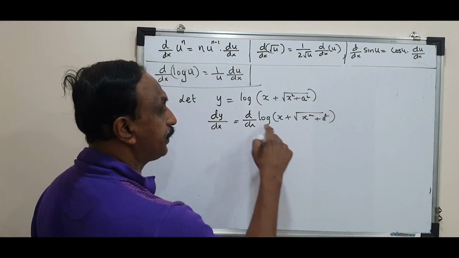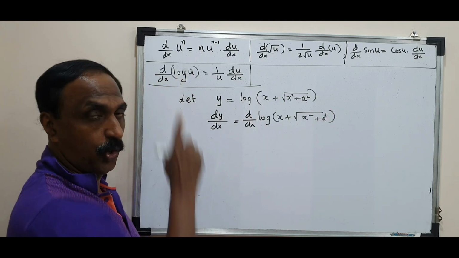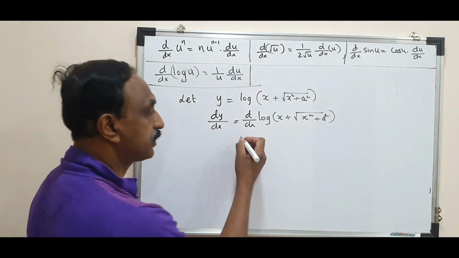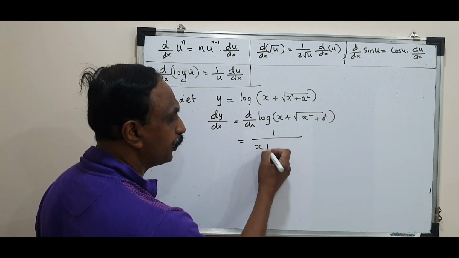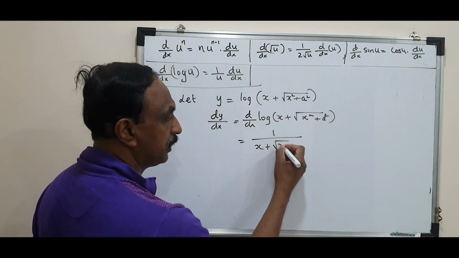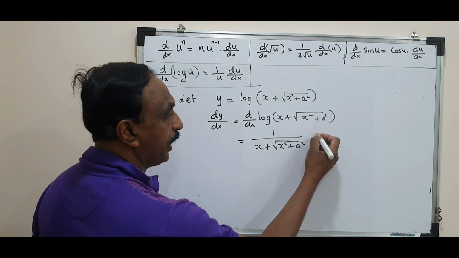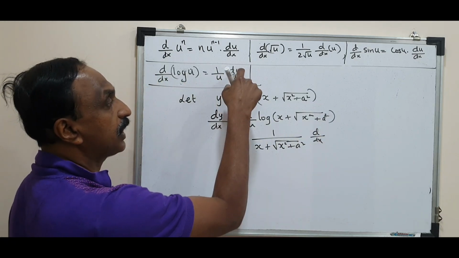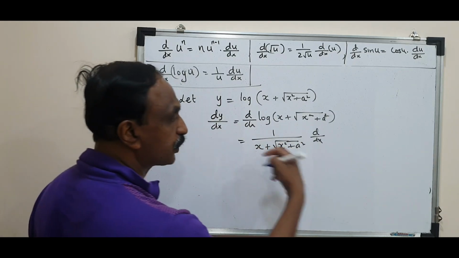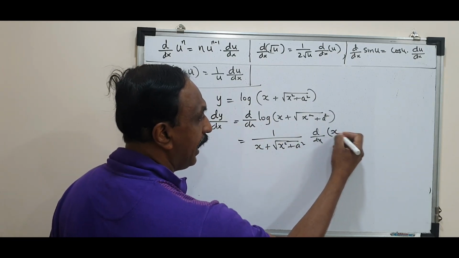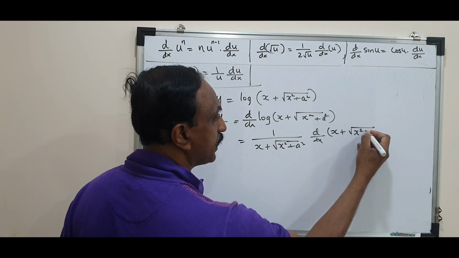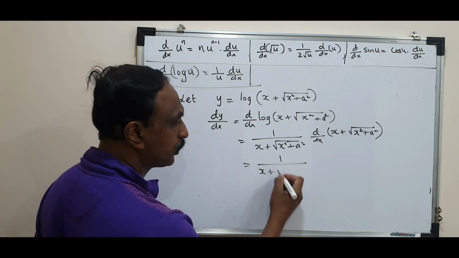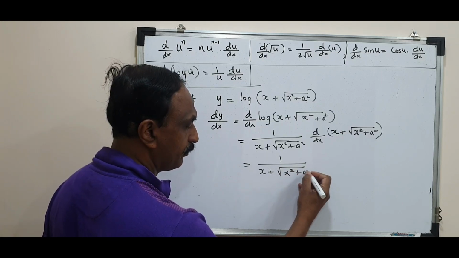Which formula to be recapped? Log formula. What is log's formula? Derivative of log u is 1 upon u into derivative of u. So what you must write? 1 upon u, where u is this whole bracket, x square plus a square, into derivative of what is inside the log. Whatever is in the denominator, its derivative again, of log of x plus root of x square plus a square. So your answer became 1 upon x plus root of x square plus a square.